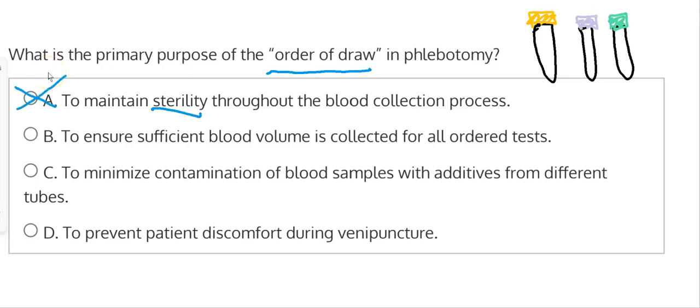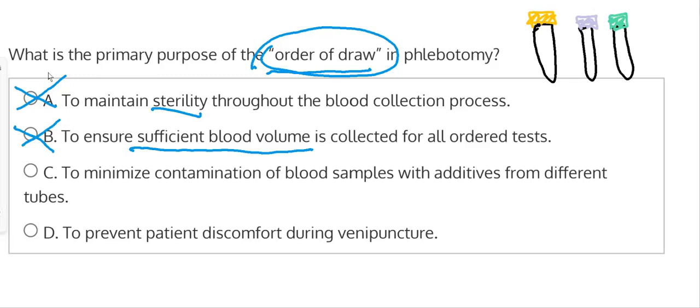Option B says to ensure sufficient blood volume is collected for all ordered tests. Although it is important that you have sufficient blood volume in each tube, this is not part of your order of the draw. This is just something that's important to collecting the samples in general. So we can eliminate option B.